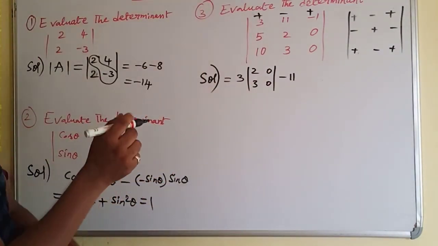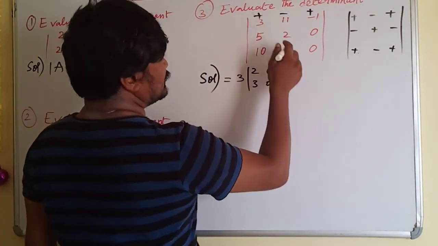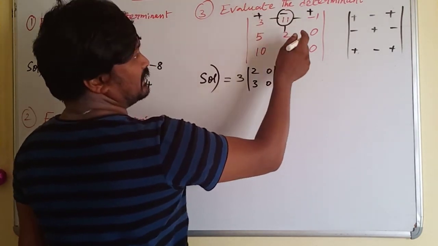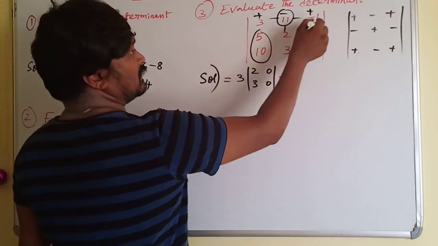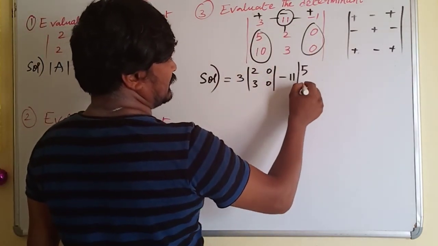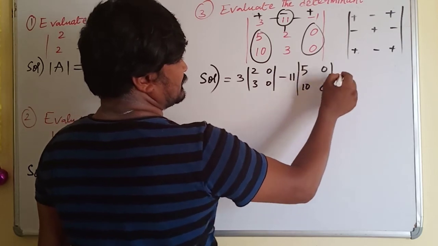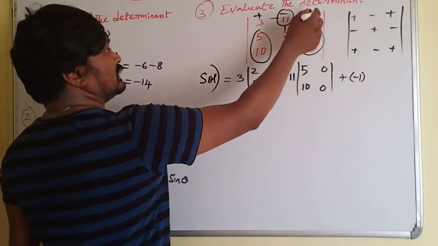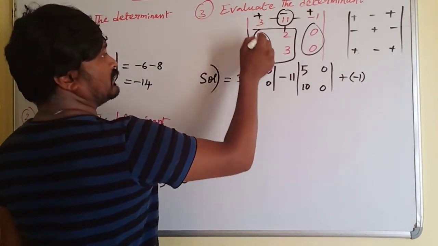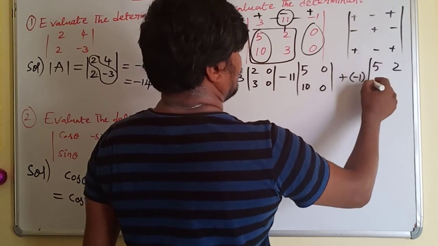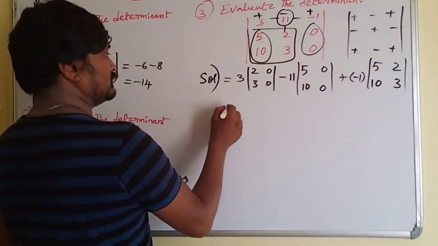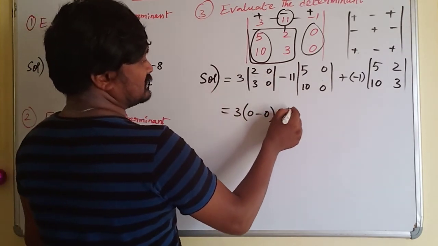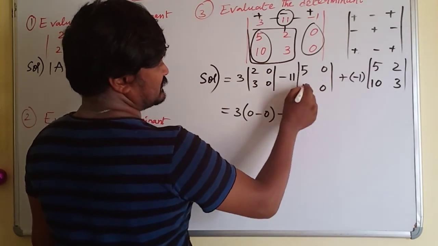Remember this, okay? Now minus 11 into, this part and this part cannot be used. What remains? 5, 10 and 0, 0. So write 5, 10, 0, 0. Next, plus, then minus 1 into, and if you take minus 1, only these two you get: 5, 2, 10, 3. Complete it now: 3, 2, 0, 0, minus 3, 0, 0, minus 11 into 5, 0, 0, minus 10, 0, 0.